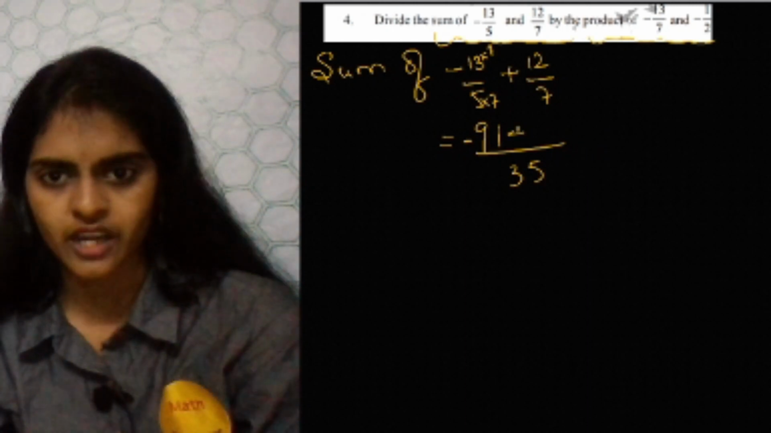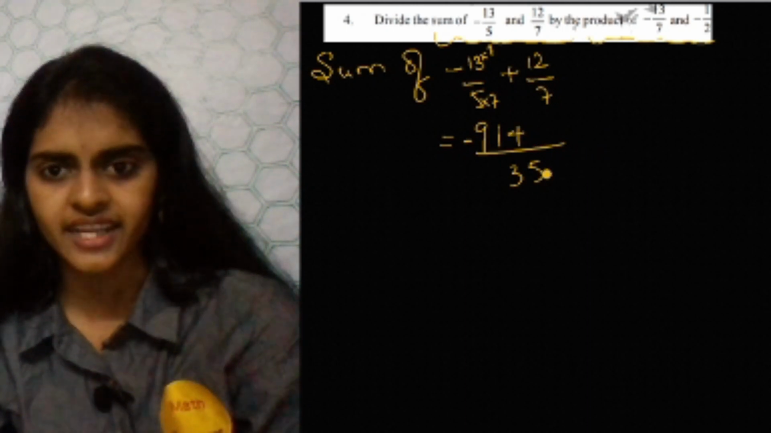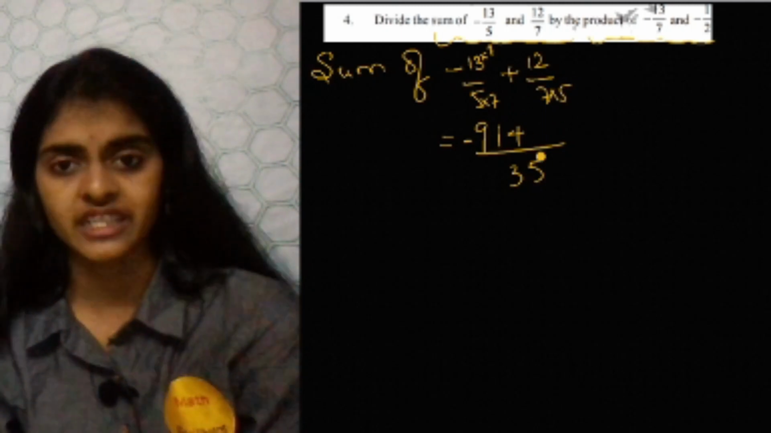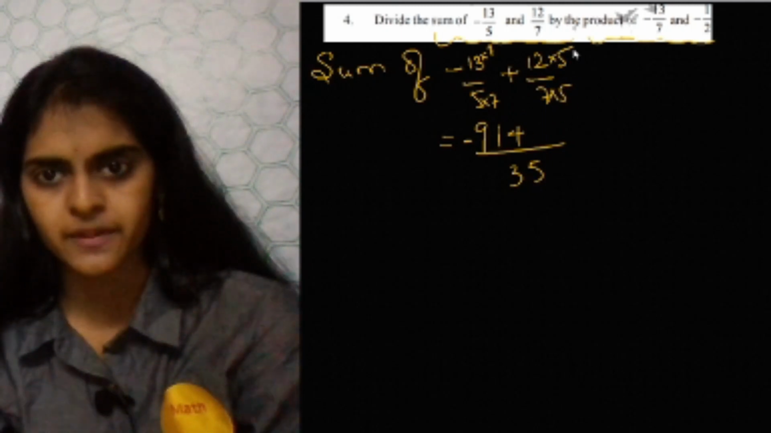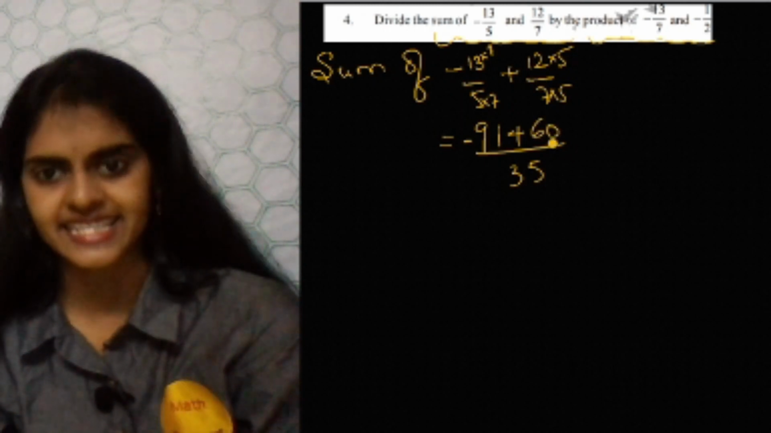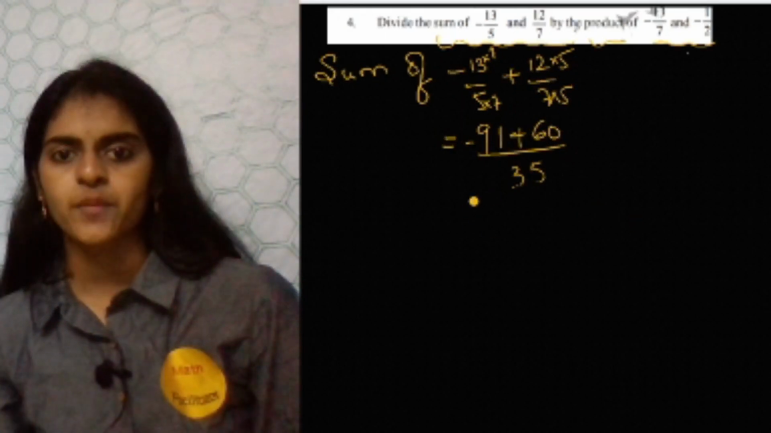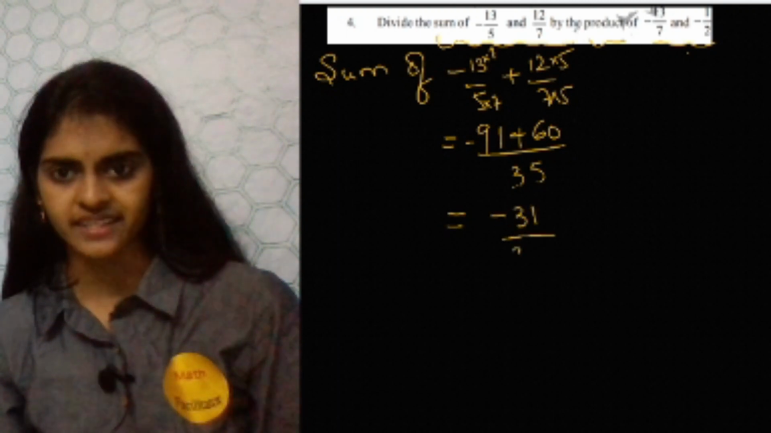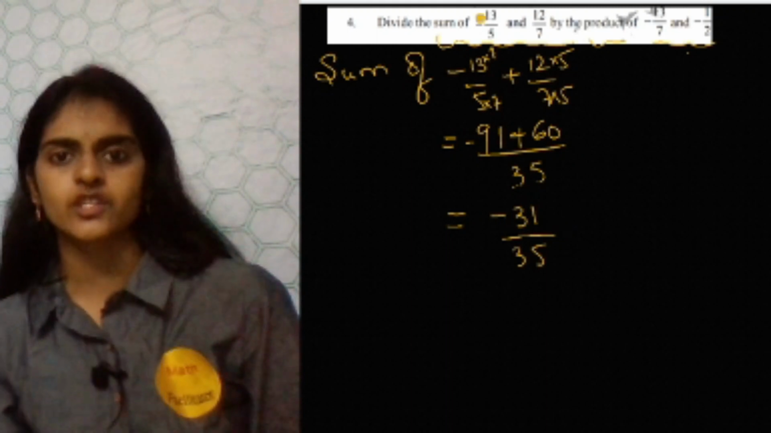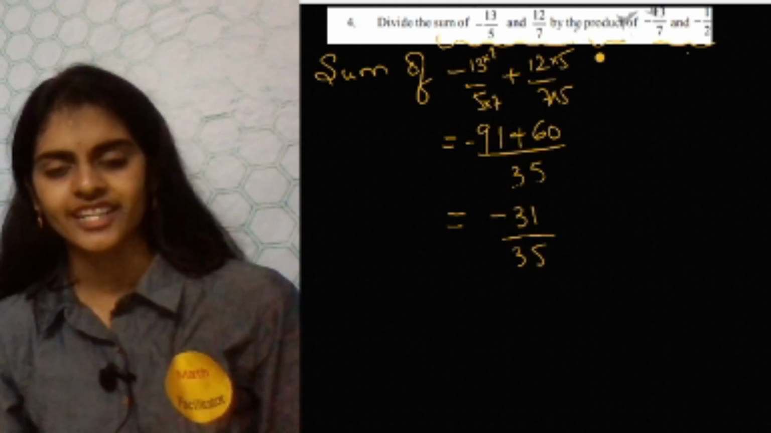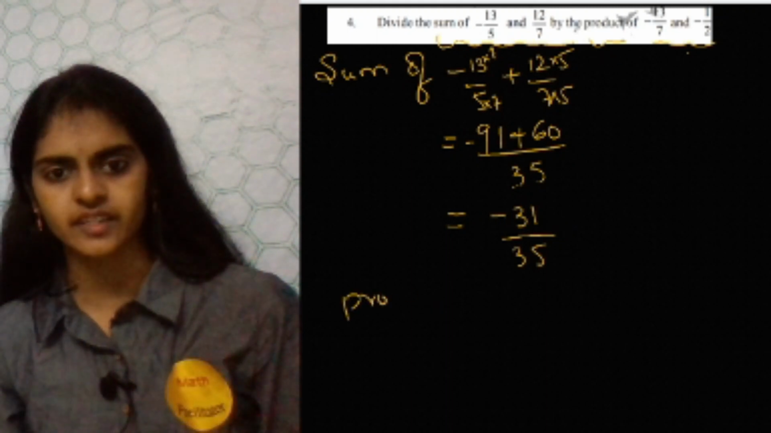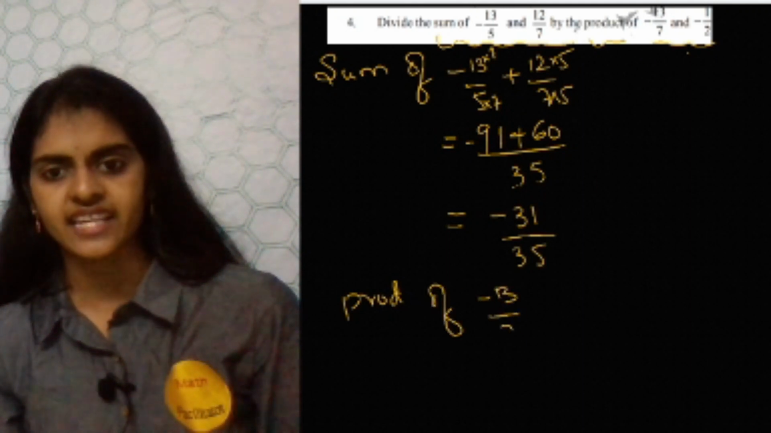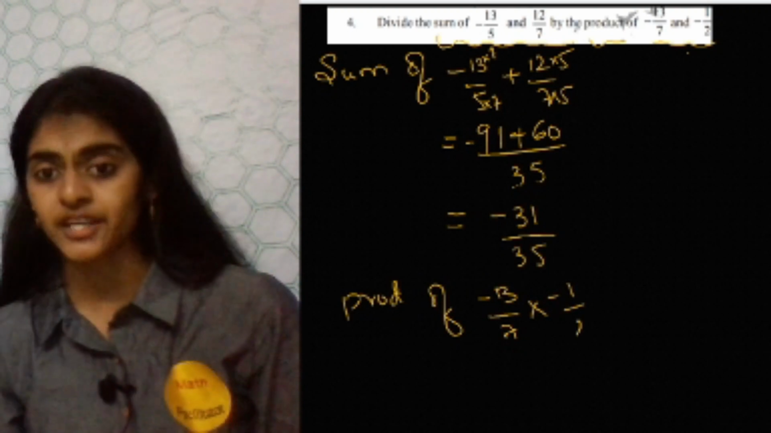Okay. So now you have plus. Now here you have 7 and 35. So you will multiply this by 5 to equate it to 35. So numerator also will multiply by 5. 12 5s are 60. Clear? So minus 91 plus 60 is nothing but minus 31 by 35. Clear? So this part is finished, the first part. So the second part is you have to find the product of minus 13 by 7 and minus 1 by 2.